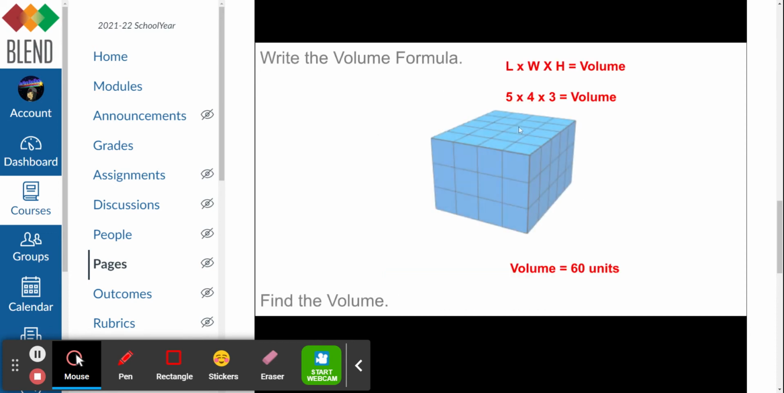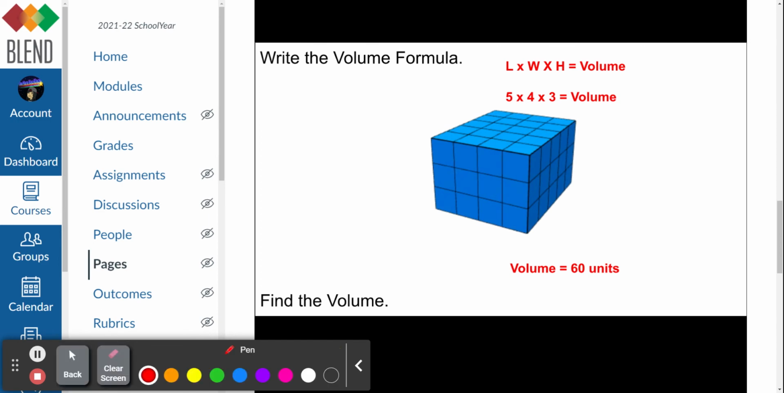All right, so let's take a look at this one. I guess they did it for us. Did they? Let's find out if they're right. We're going to look at the length, the width, and the height. The length is 4, the width is 5, the height is 3. Go ahead and see if you can do this one on your own, and then we'll come back and see if the volume is 60.